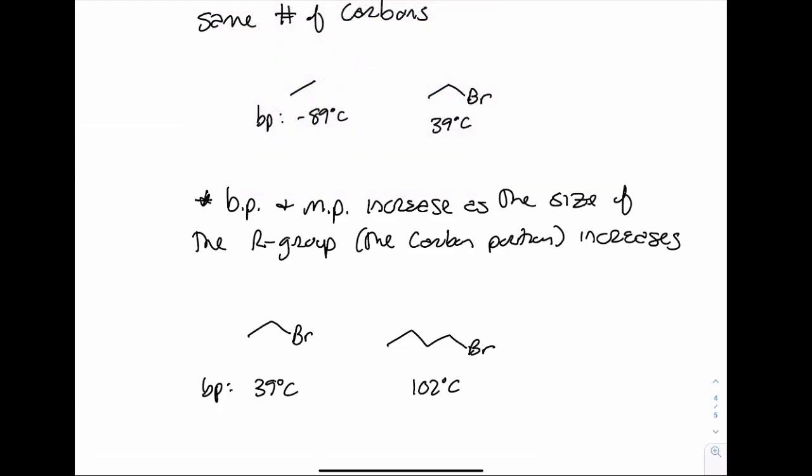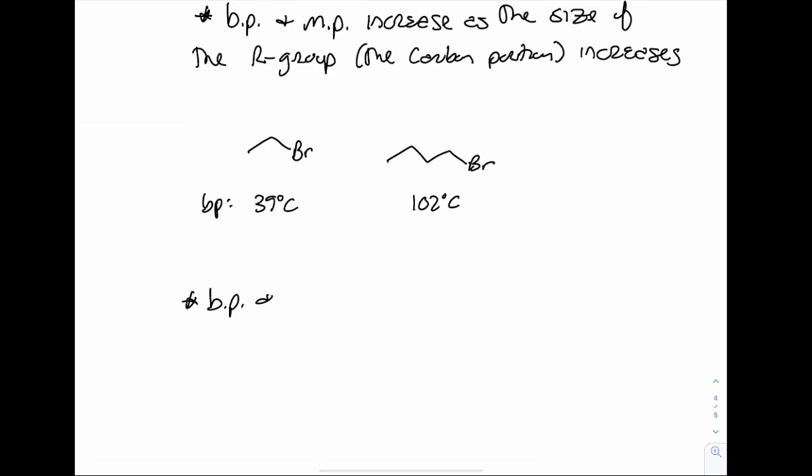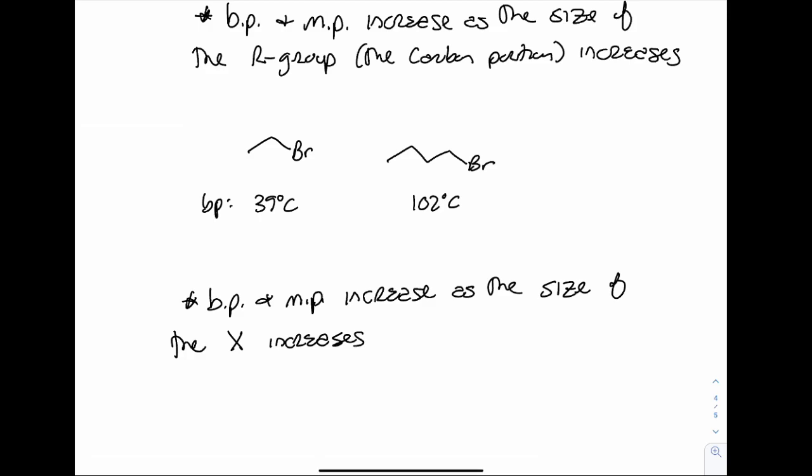As I change my halogen, my boiling point and melting point are also going to change. So the boiling point and melting point increase as the size of the halogen increases. And remember, those increase as I go down a group in the periodic table, right? As we go down a group, my valence shell is getting larger. As my valence shell gets bigger, it extends into space further. So if I was to compare bromine to chlorine, bromine is going to be larger.